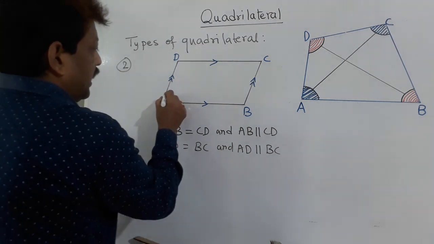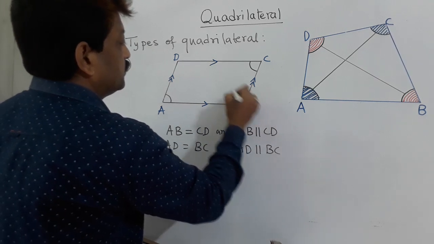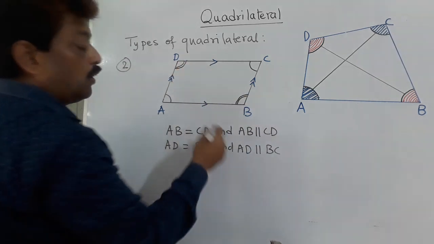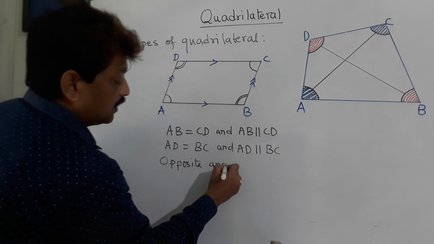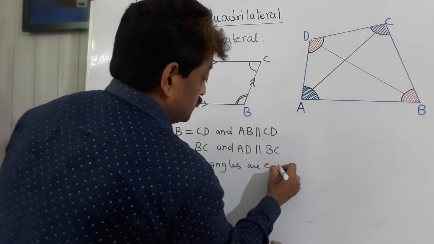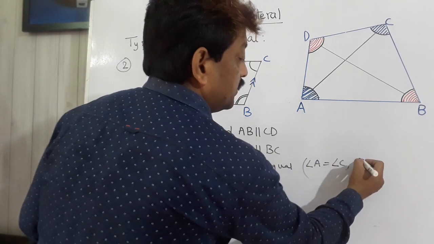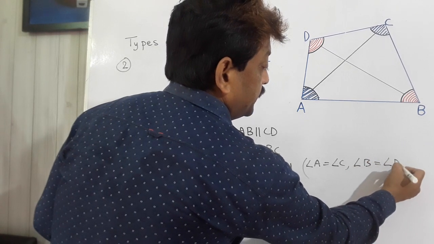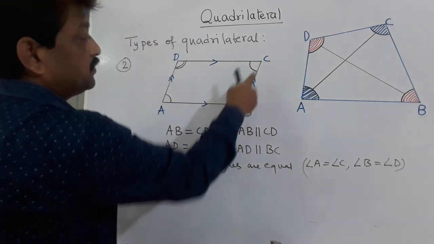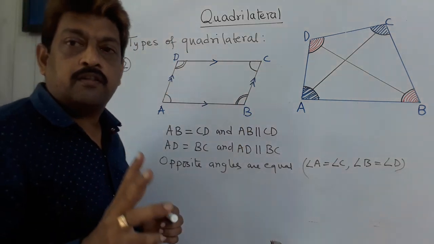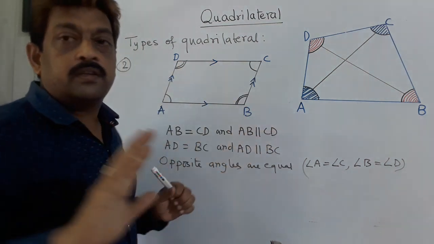Okay, and the angles, angle A is equal to angle C and angle B is equal to angle D. That is, the opposite angles are equal. Means angle A is equal to angle C, angle B is equal to angle D. One more thing is there, in a parallelogram the diagonals are of different length, they are not equal like in case of square and rectangle. That is, AC and BD, they are not equal.